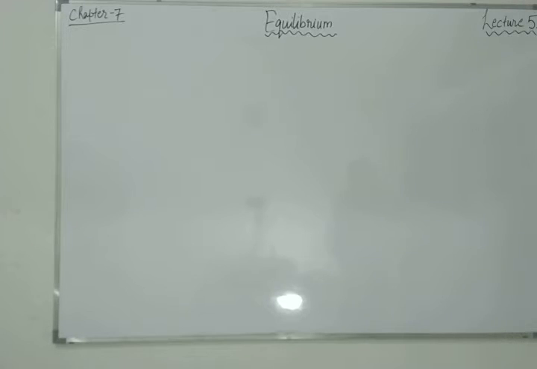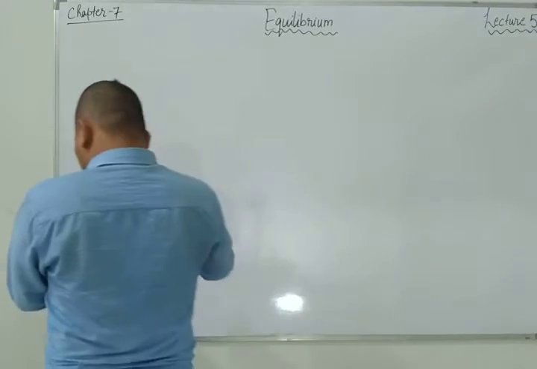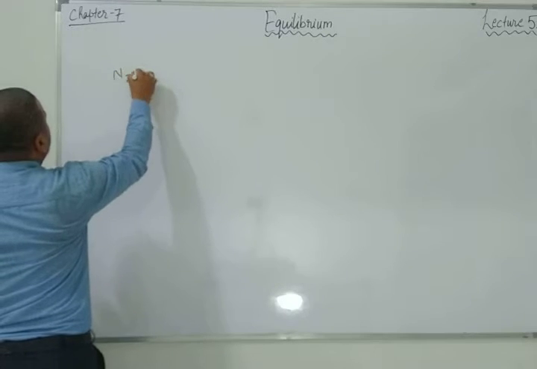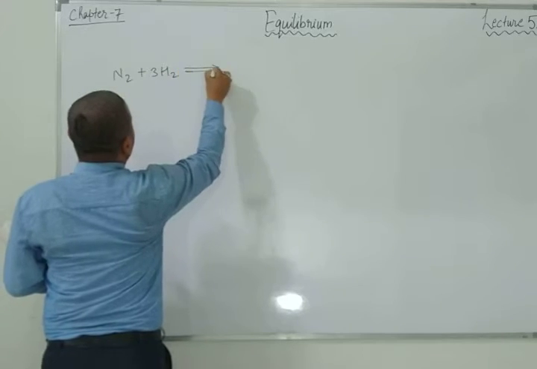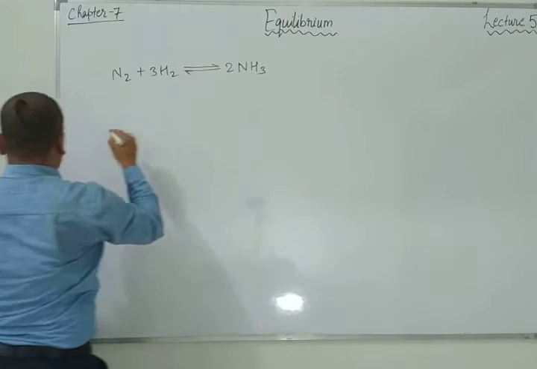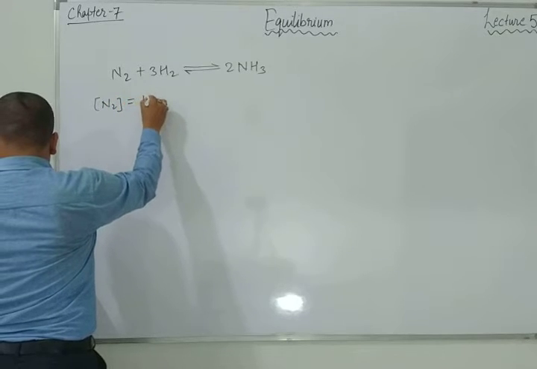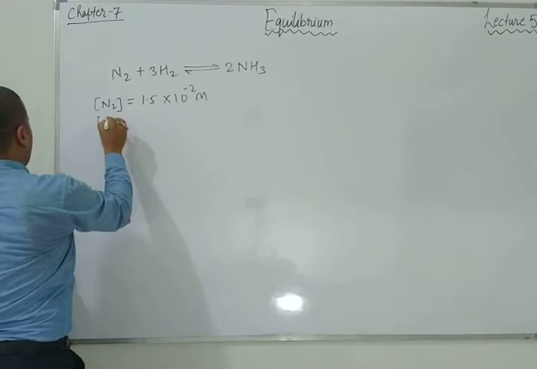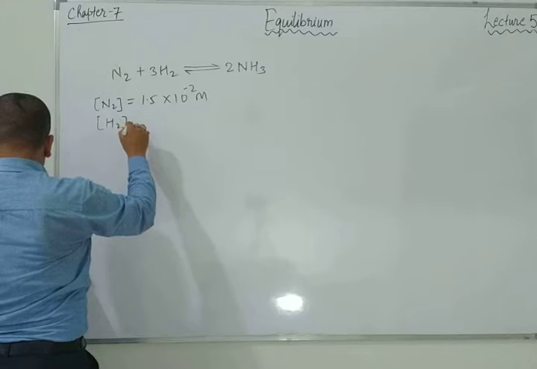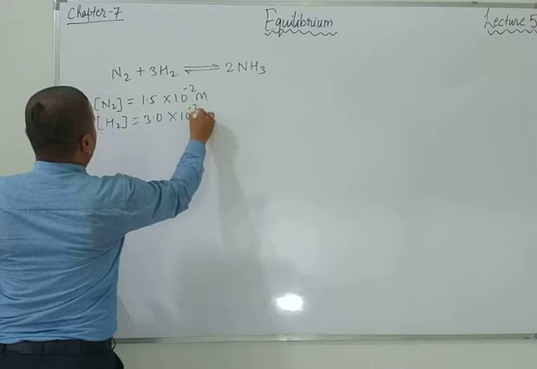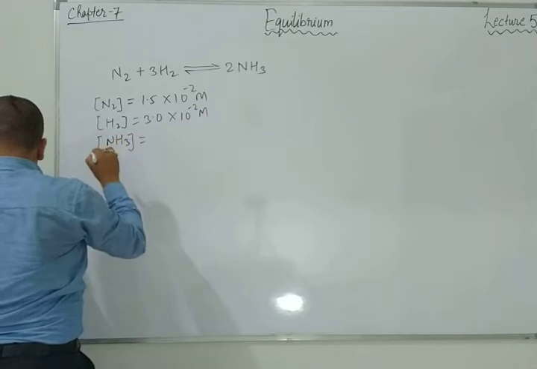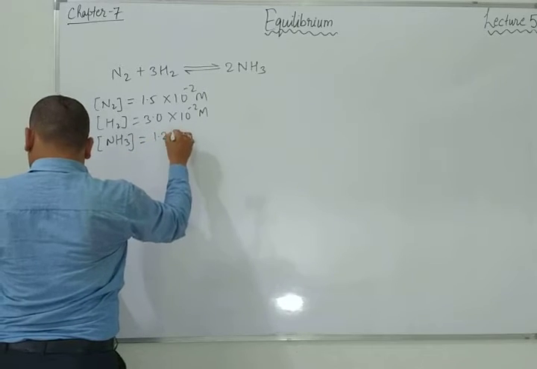Here the values of the concentrations of these reactants are given in the question. Let me read the question. The following concentrations were obtained for NH3, N2 and H2 at equilibrium at 500 Kelvin. The reaction is nitrogen plus hydrogen in equilibrium gives 2NH3. The concentration of nitrogen is 1.5 into 10 to the power minus 2 molar. The concentration of hydrogen is 3.0 into 10 to the power minus 2 molarity. And the NH3 concentration is 1.2 into 10 to the power minus 2 molarity.